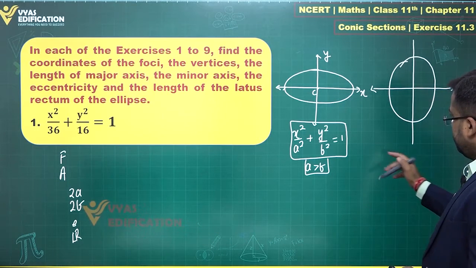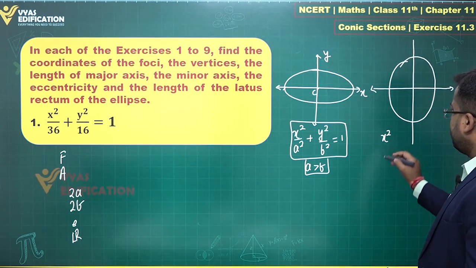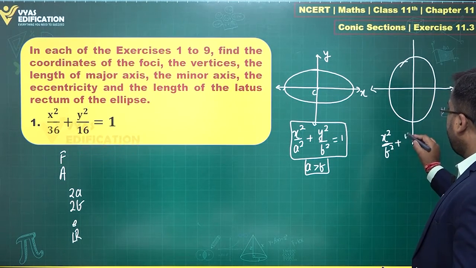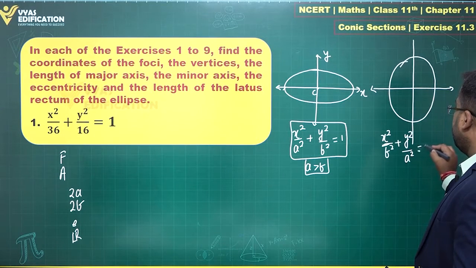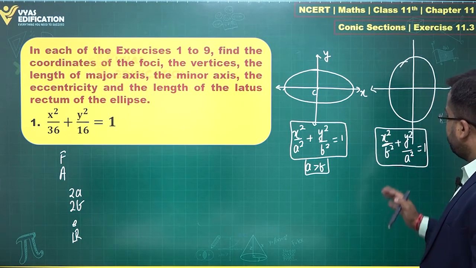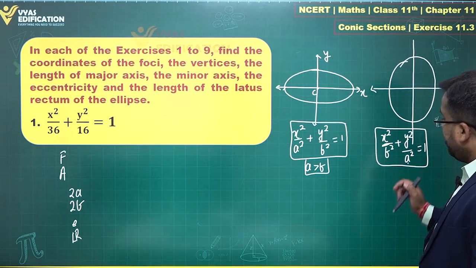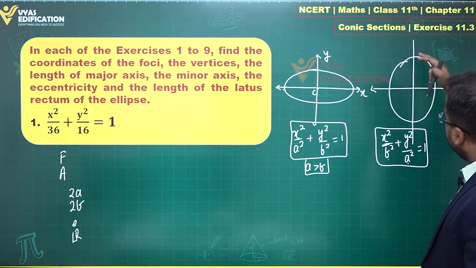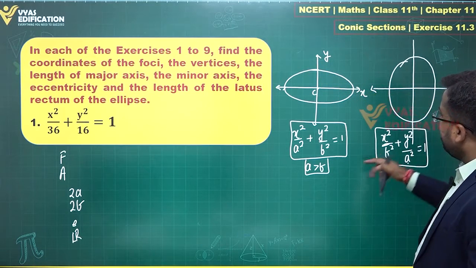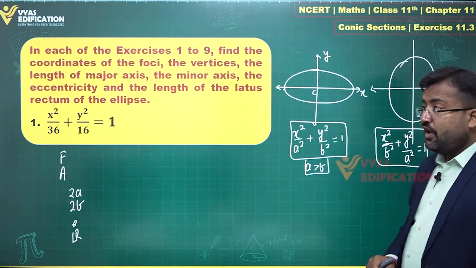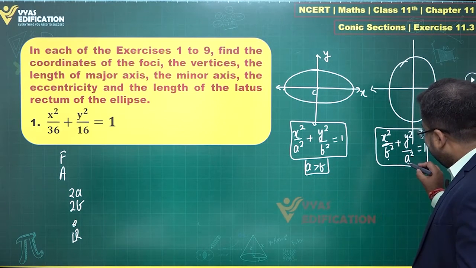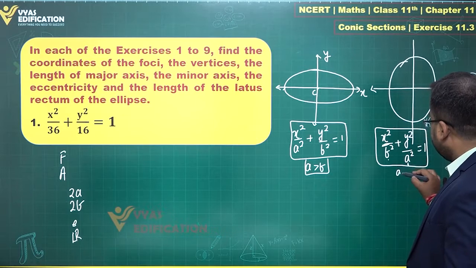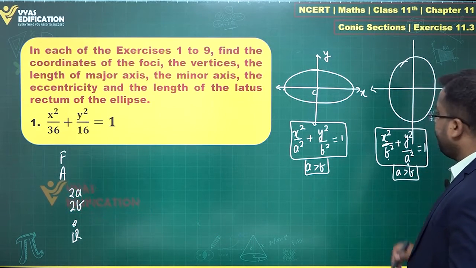Here, the equation will look similar. The equation will be x square by b square plus y square by a square equals 1. And once you observe this, here once again, the denominator of y square is bigger as compared to the denominator of x square. So we'll get this kind of ellipse. This is a vertical ellipse and this is a horizontal ellipse. Here also I have written a under y square, and this a is greater than b.